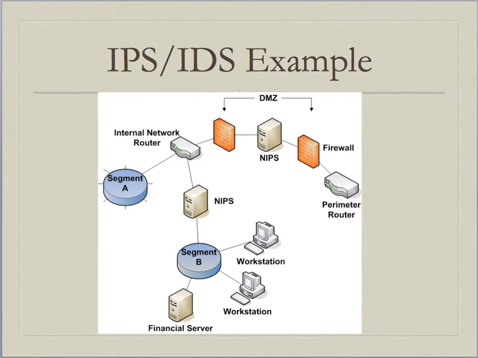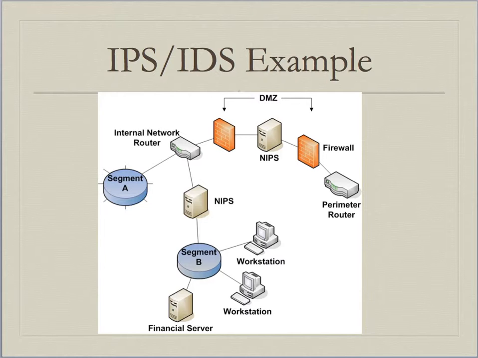So here is an IPS IDS example. At the perimeter, we have a demilitarized zone, or DMZ. Also, we've called these an outward-facing security zone. And you notice that between the two firewalls, we have a network intrusion prevention system, or NIPS. This is designed to monitor all traffic coming into a data center and preventing anything that is anomalous or that we've just plain said that we want to block.